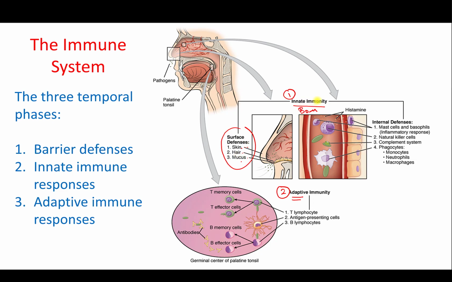The other part of the innate immunity is the internal defenses, and those internal defenses, from their name, are inside the body, inside the blood vessels, inside the lymphatic tissues, inside even the tissues themselves, between the cells. And here we have several groups of cells and chemicals that contribute to the innate immunity. Again, the innate immunity is the one we are born with. So those are mast cells, basophils, natural killer cells, the complement system, and phagocytes: monocytes, neutrophils, and macrophages. So those are the internal defenses.